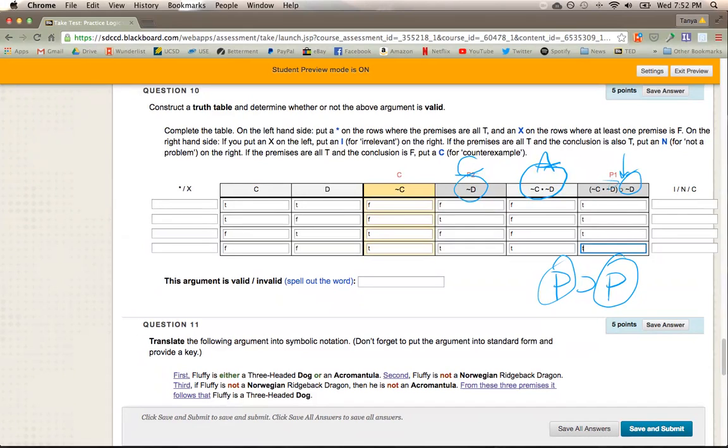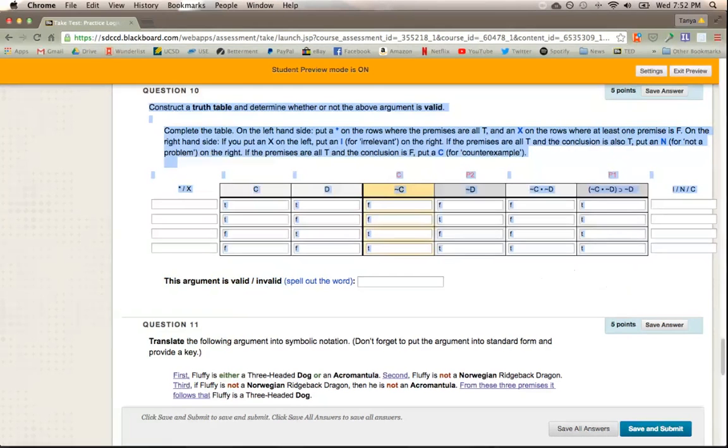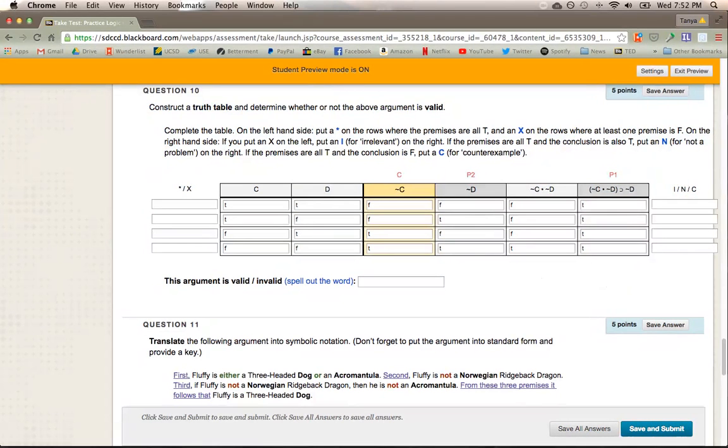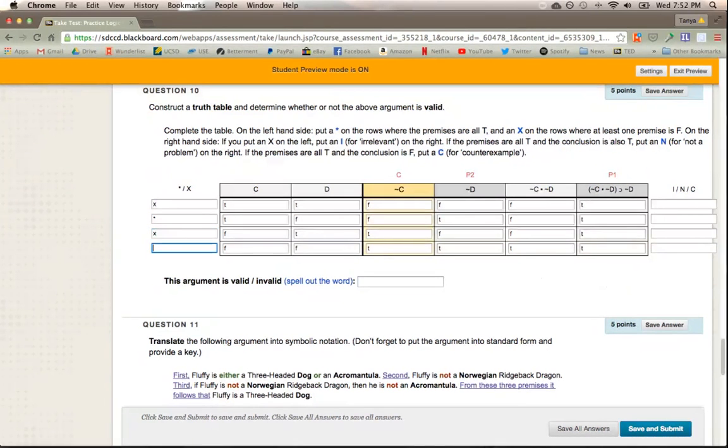Okay, so now that we have filled in the main part of the table, let's fill in these parts. So recall our final goal here is to figure out if this is a valid or invalid argument. And it's valid if the premises jointly imply the conclusion. So is there any row where both premises are true, but the conclusion is false? So what we're going to do is just star all the rows where both premises are true and X the ones where they're not. Row one, not a case. Row two, both true. Row three, not both true. And row four, both true.